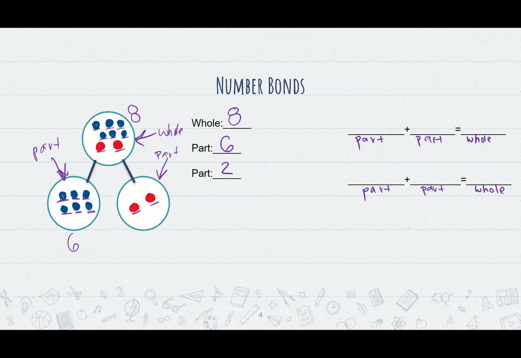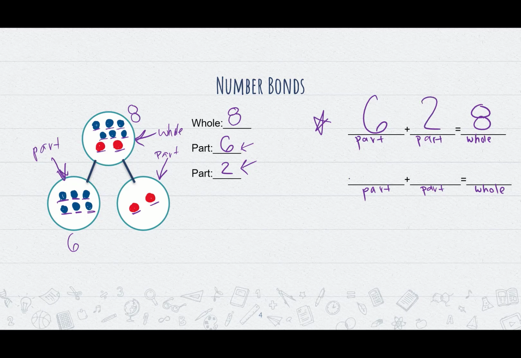So our whole is 8. So we know our whole for our addition sentence is going to be 8. And then we can put our parts in any place where it says part. So in our first addition sentence, I'm going to start with this part. So 6 plus this part, 2, equals 8.